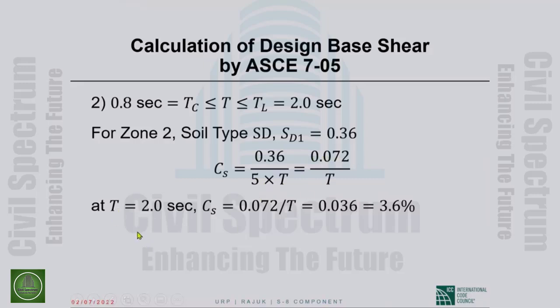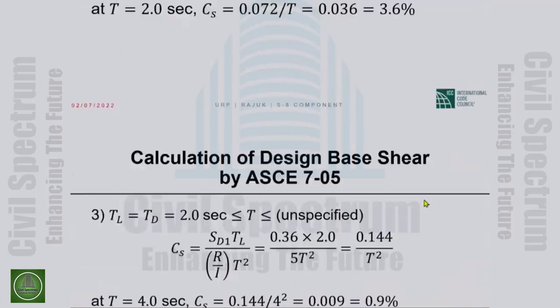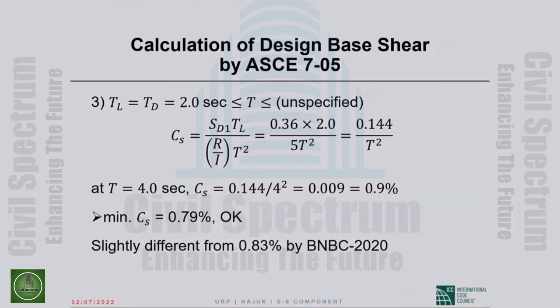So at T of 2 seconds, at the end of the descending branch, the C sub S comes to 0.036, exactly the same as under BNBC. I told you the two approaches give you the same numbers. So now beyond the long period transition period of 2 seconds, in AC7 you can go as far as you like. In BNBC you are restricted to no more than 4 seconds.